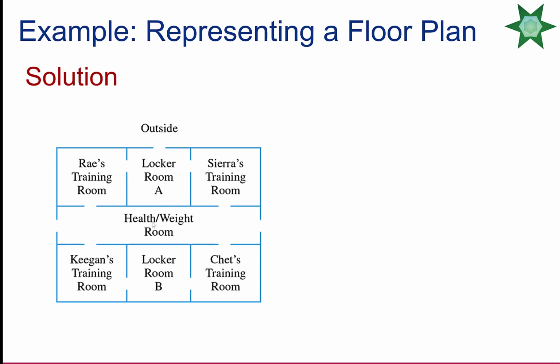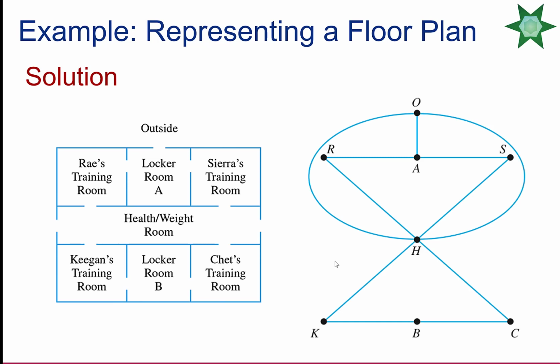We notice that the locker rooms don't connect directly to the health and weight room, but the different training rooms do. And so here's what it looks like when we represent it graphically. Notice again, we can get from the health and weight room outside. We can also go outside from locker room A. We can go from Ray's training room to either the health and weight room or to locker room A. Same thing for Sierra. We can go from her training room to locker room A or to the health and weight room. And likewise, a similar relationship on the bottom part of the gym.